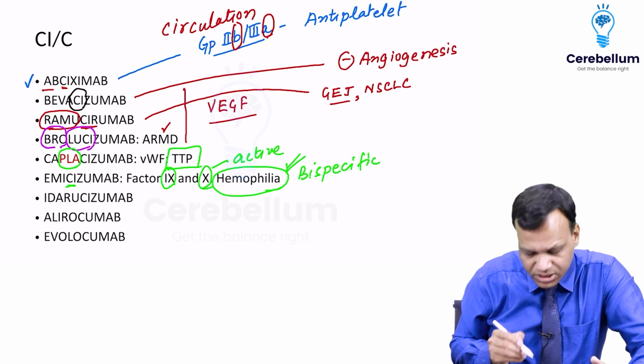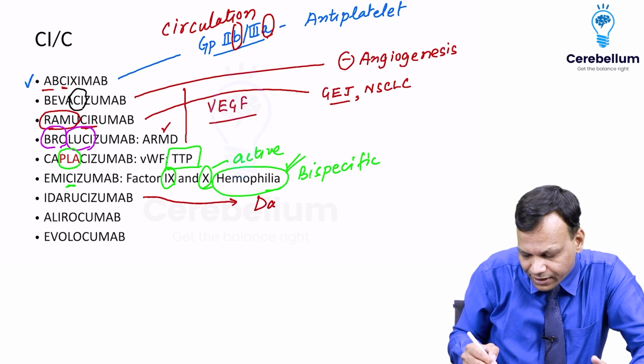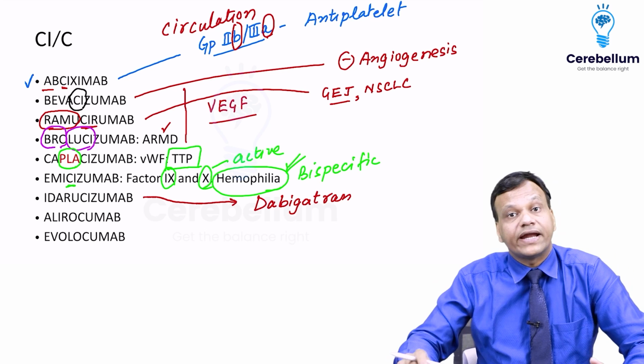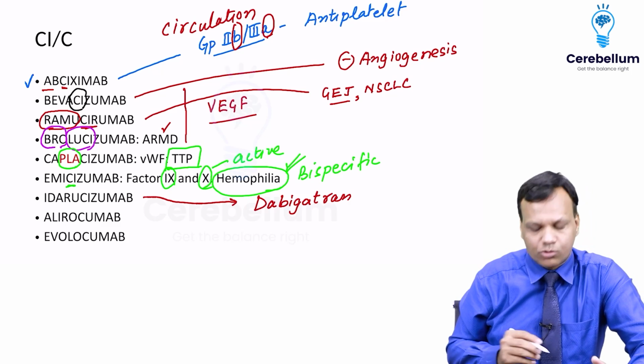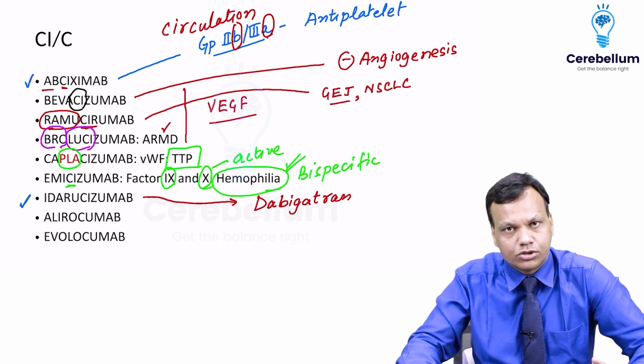Then we have idarucizumab. It is a monoclonal antibody against dabigatran. Dabigatran is an anticoagulant. It is a monoclonal antibody against that. Oral anticoagulant dabigatran. Antidote for dabigatran is idarucizumab. So I will advise you can remember idarucizumab also.